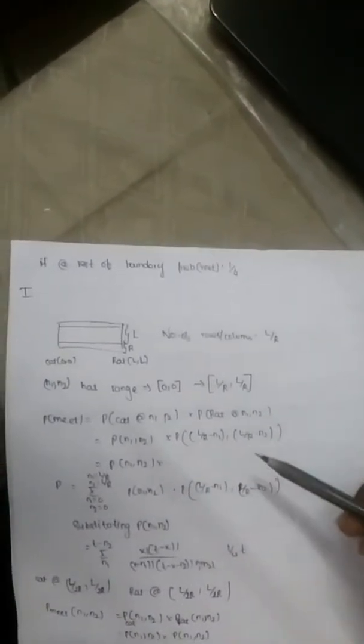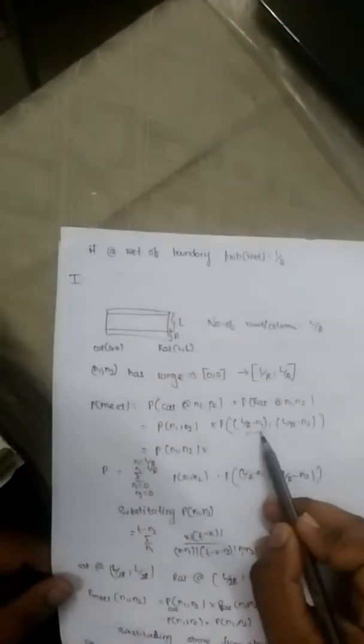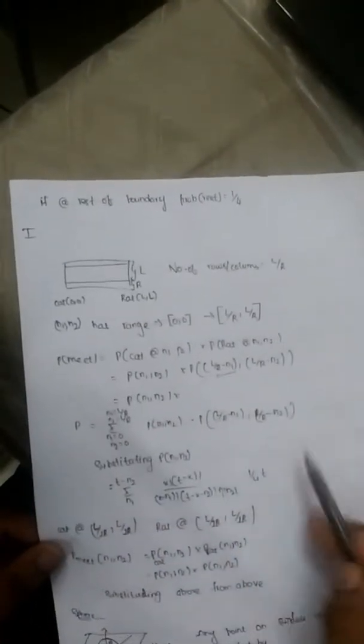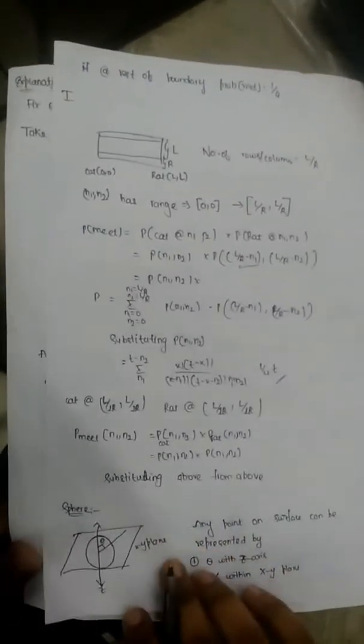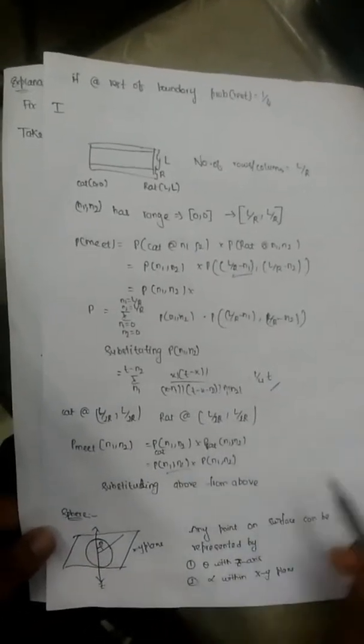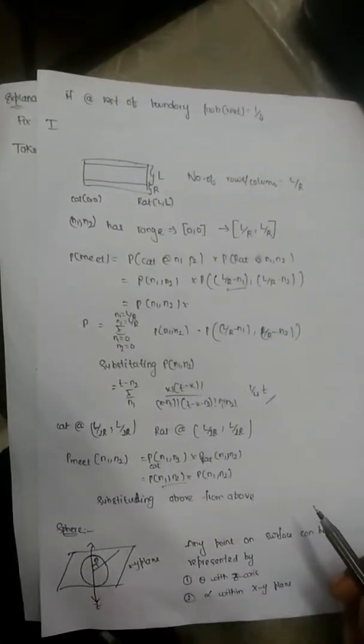P of meet is equal to P of cat at (n1, n2) times P of rat at (n1, n2), and the probability of (n, n, t) is equal to the product of the probabilities with (L by R minus n1) into (L by R minus n2). So the probability will be in the form like this. Solving, and from the substitution above, we have to substitute the values in here, and we will get the probability like this, and we can finally say that the probability of (n1, n2) will be squared.